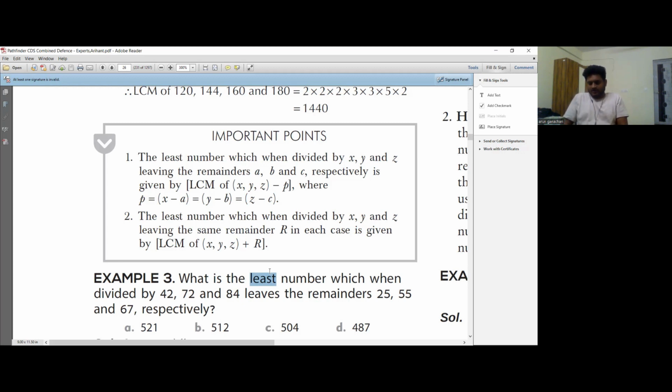What was the first hint? This is the second hint. If your options are greater than the given number, what we have to find? LCM. We have to find LCM. If your options are smaller than the given numbers, we have to find HCF.